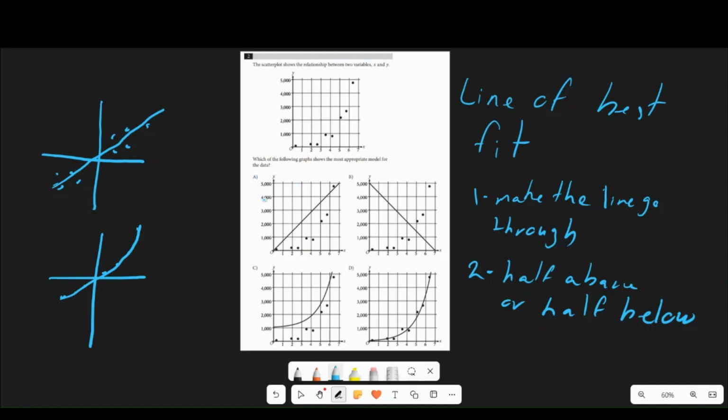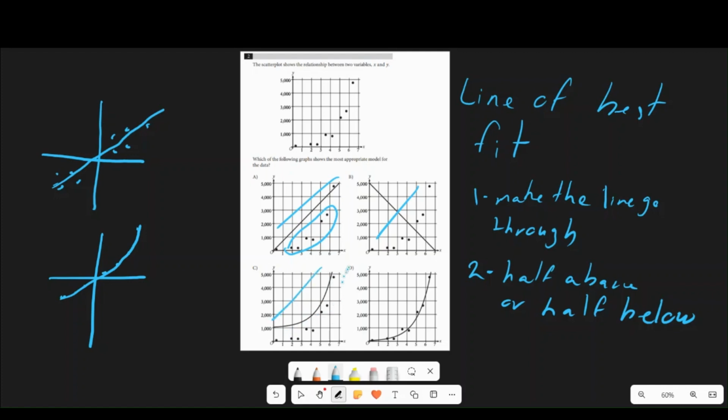Now, if we look at A, it goes through almost a couple points, but it misses all of these points right here. So that would be a bad answer. Now, if we look at B, this is completely in the opposite direction and not even really close to any of the points. So that is a bad answer as well. If we look at C, notice that the line kind of matches the shape in which the data is taking, but it is way above it. All the points are below, so it's still not the best fit.